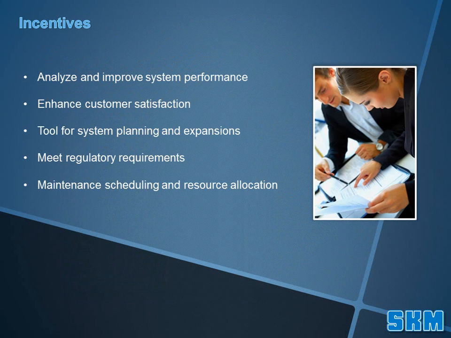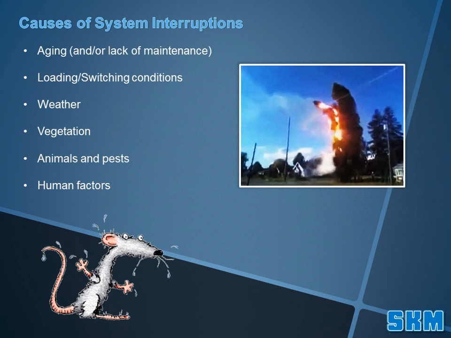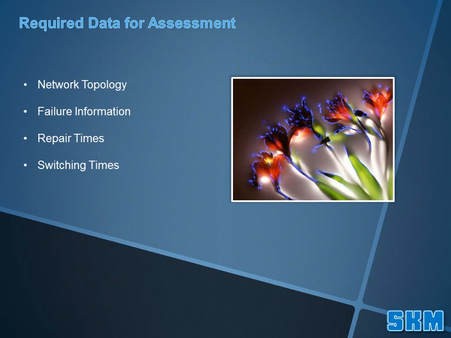There is a multitude of incentives to analyze and improve system performance: enhance customer satisfaction, a tool for system planning and expansion, meeting regulatory requirements, and maintenance scheduling and resource allocation. The causes of system interruptions are aging and/or lack of maintenance, loading and switching conditions, weather, vegetation, animals and pests, and human factors. The required data includes the network topology, failure information, repair times, and switching times.